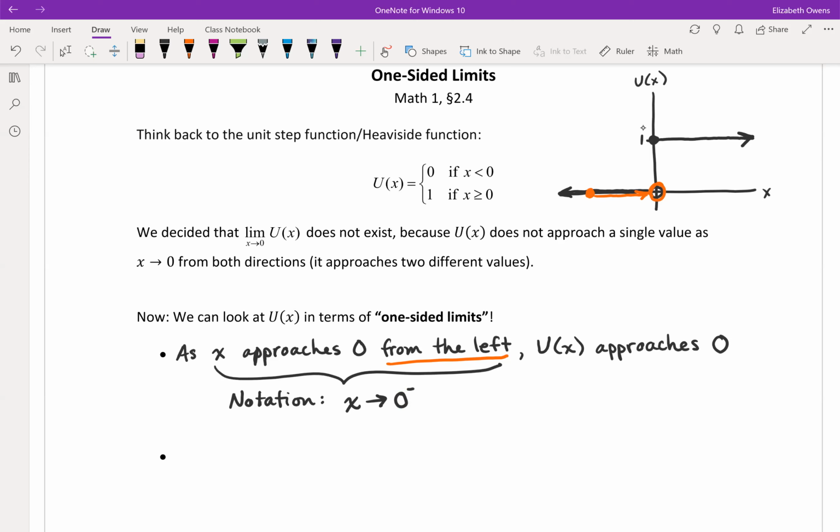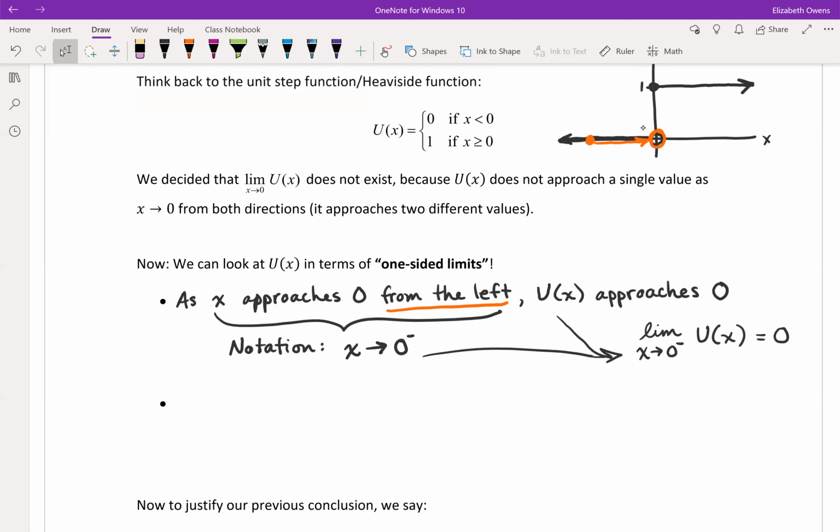Now, when we put that together with the fact that u of x approaches 0, we get a statement that looks like this. The limit as x approaches 0 from the left of u of x, that limit is 0. Okay, so that's this part coming in right there. U of x approaches 0. All right. Now you might guess what we're going to look at next here.